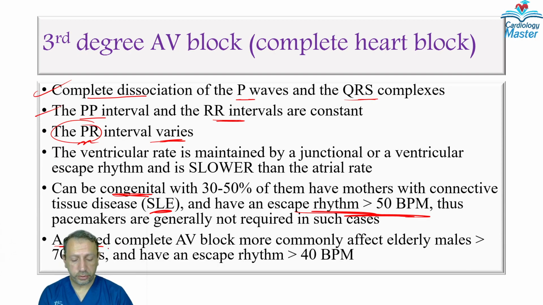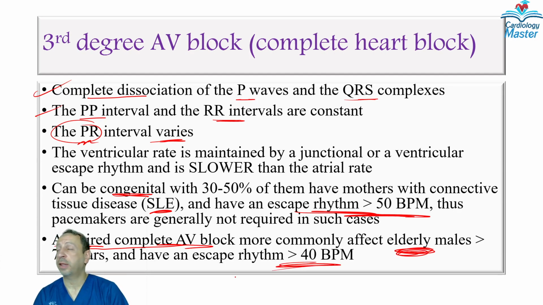While in acquired complete AV block, usually it occurs in the elderly. In the elderly, the escape rhythm is usually more than 40, and the patients are symptomatic, it's not well tolerated, and they need pacemaker implantation.